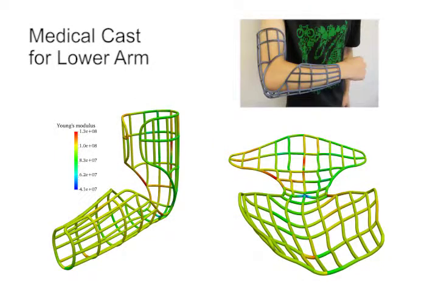Active rod structures have a wide variety of uses ranging from product design to medical applications. On the left, we have a rod mesh that is designed to serve as the cast for the lower arm. We then specify a flattened configuration of the cast as the target shape. The material distribution is optimized such that the cast can be easily deformed into the target shape by hand.